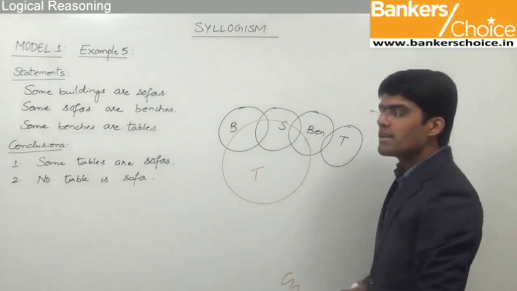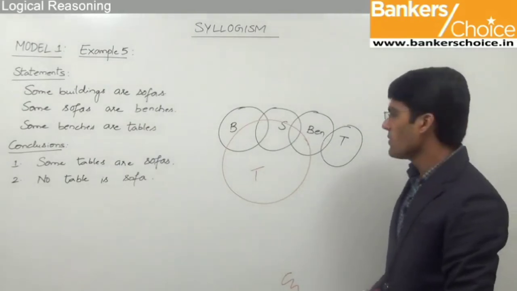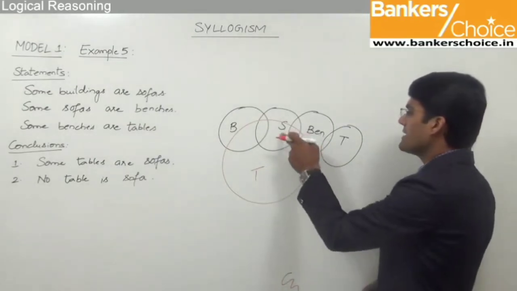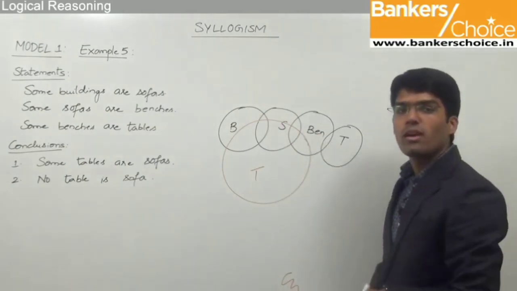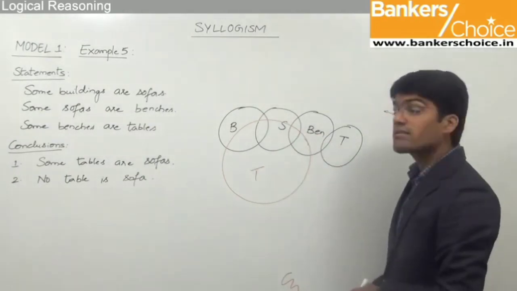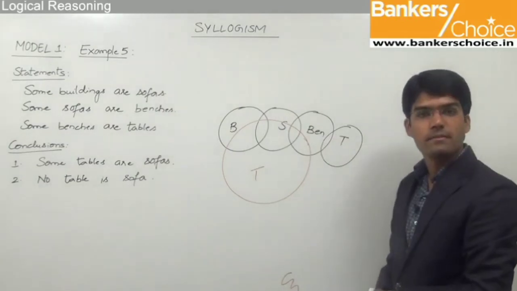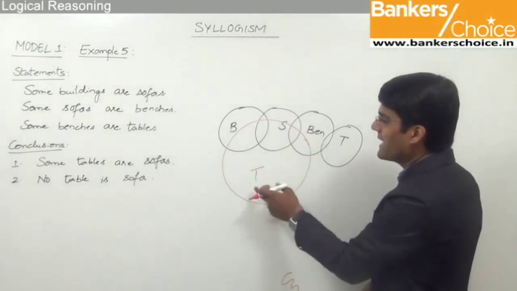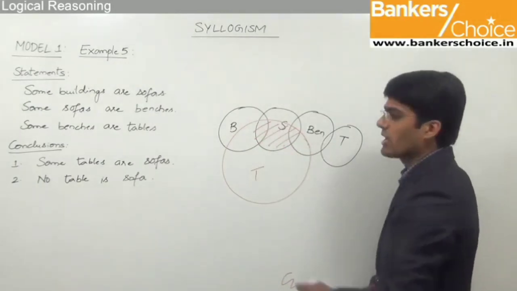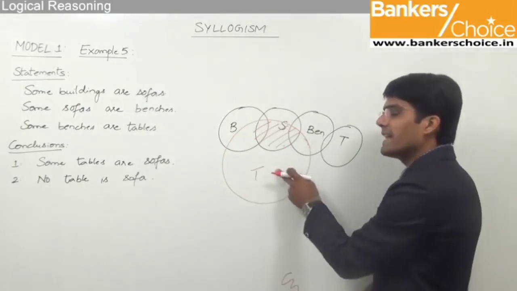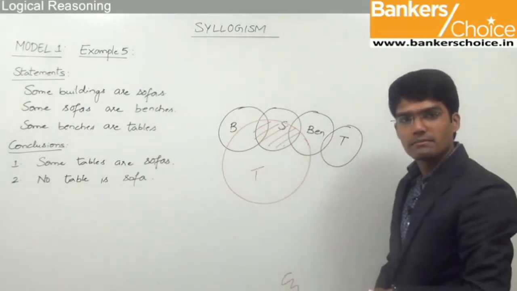The first conclusion is some tables are sofas. Now if you go by the basic diagram, tables and sofas are disjoint from each other. That is, they do not overlap. So some tables are sofas does not follow the basic diagram. But if we go by the second diagram, we find that some tables are definitely sofas. So conclusion number 1 is true in the second diagram, but not in the basic diagram.